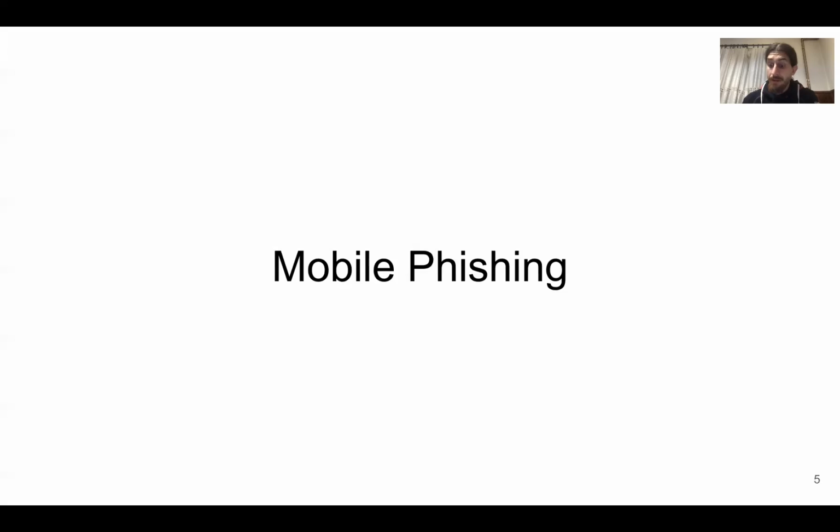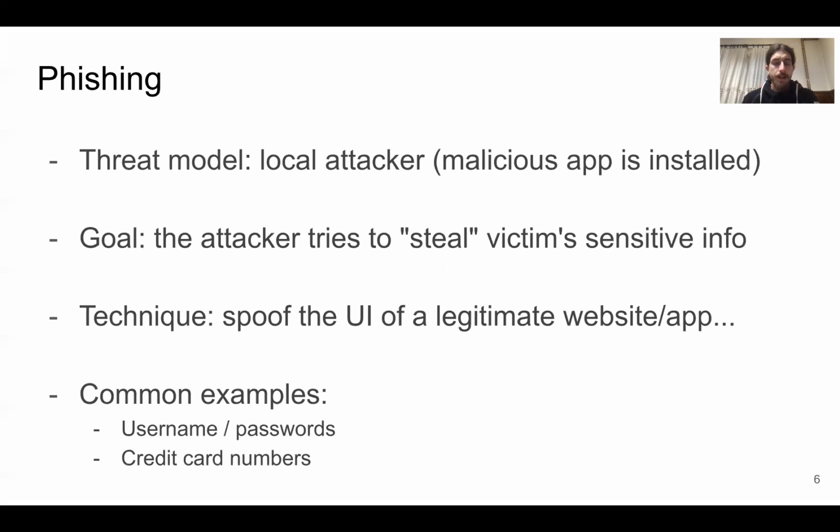Now, let's talk about mobile phishing, the first one. So the threat model for this attack usually is the local attacker, where basically the attacker already has a malicious app installed on the system.